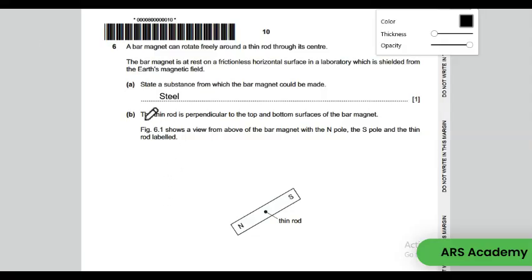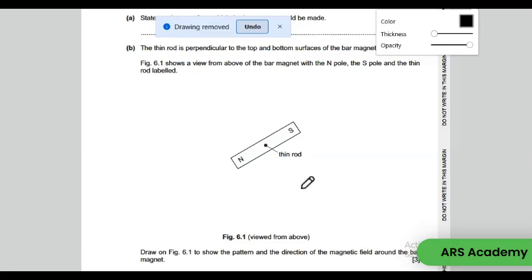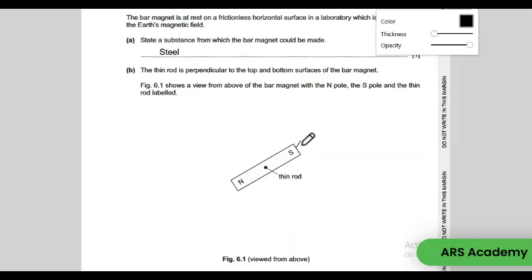Okay, question B. The thin rod is perpendicular to the top and bottom surfaces of the bar magnet. Figure 6.1 shows a view from above of the magnet with the north pole, the south pole, and the thin rod labeled. Draw on figure 6.1 to show the pattern and the direction of the magnetic field around the bar magnet. So this is a very easy question. We know that the direction of the magnetic field is from the north pole into the south pole. And this is how it is drawn.